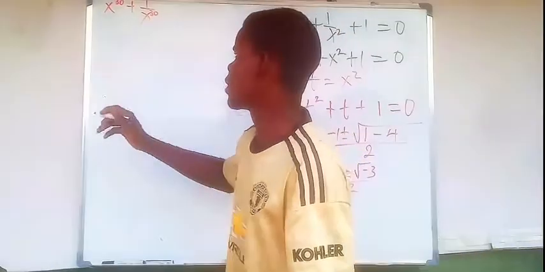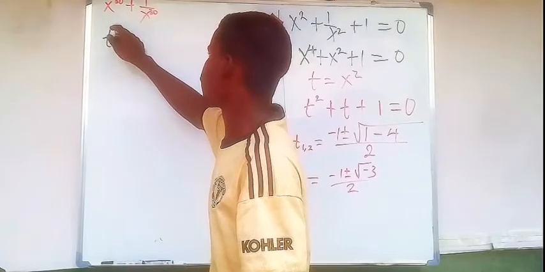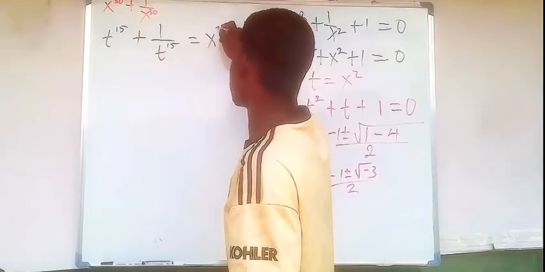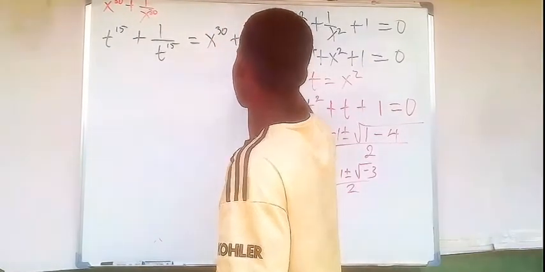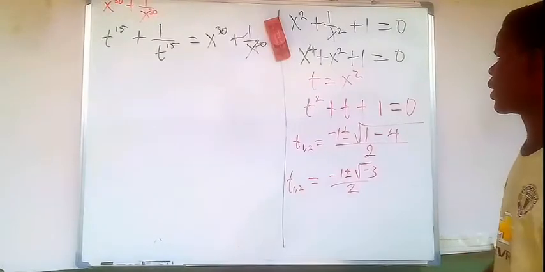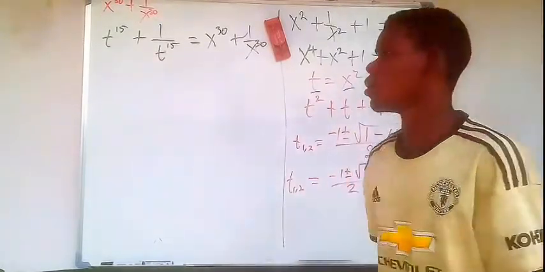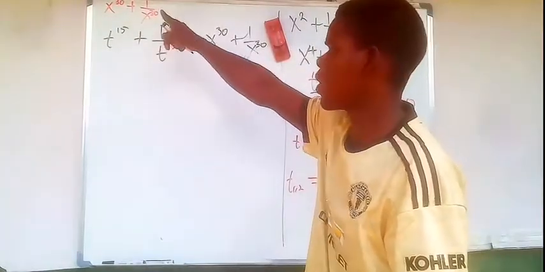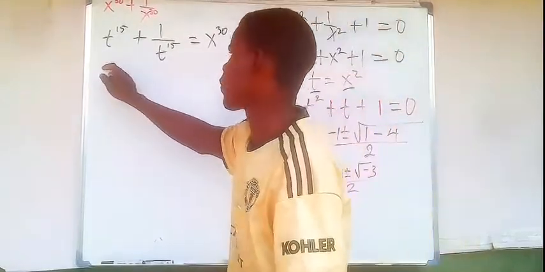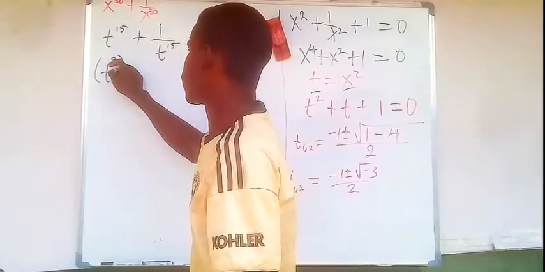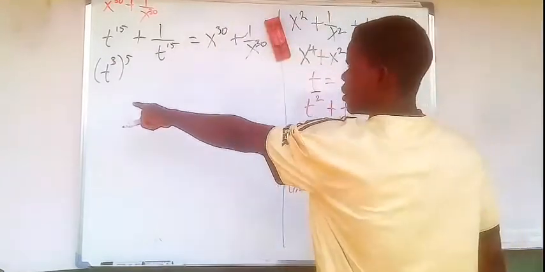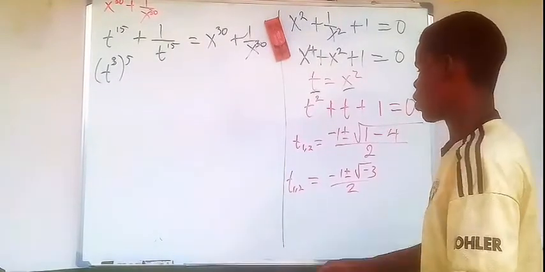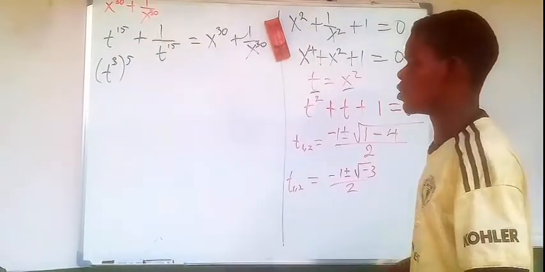So from what we said, this simply means that t to the power 15 plus 1 over t to the power 15 is the same thing as saying x to the 30 plus 1 over x to the 30. Recall that we said that t is equal to x squared. So at this point, I can split this to have t to the power 3, and this is raised to the power 5. So if I can find my t to the power 3, definitely I will just raise it to the power 5 and I'm going to have the result. So let's go ahead and find t to the 3rd degree.